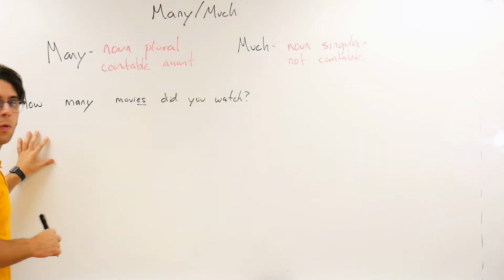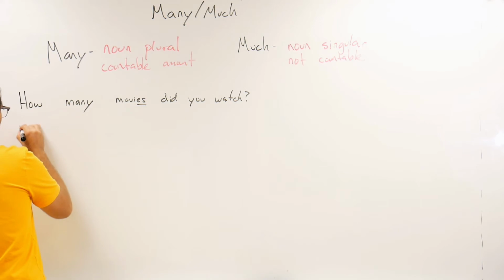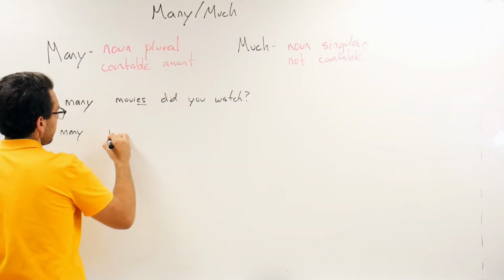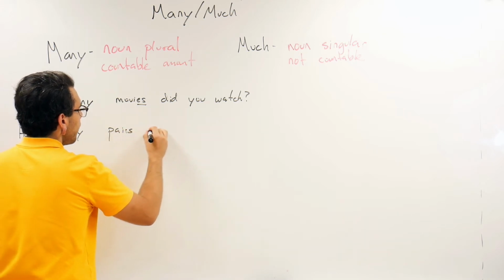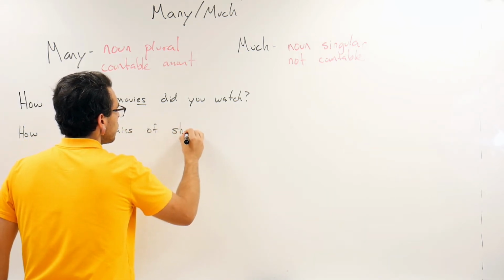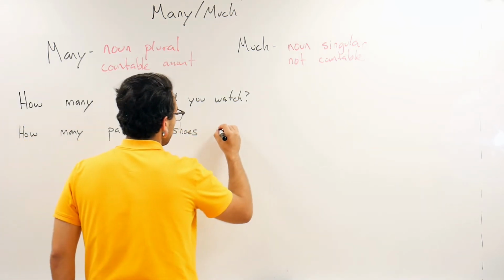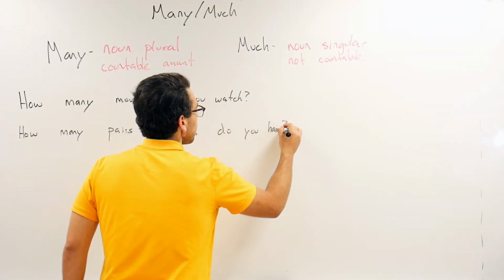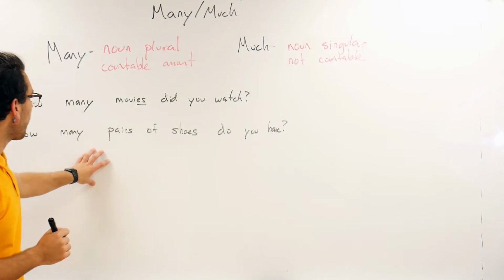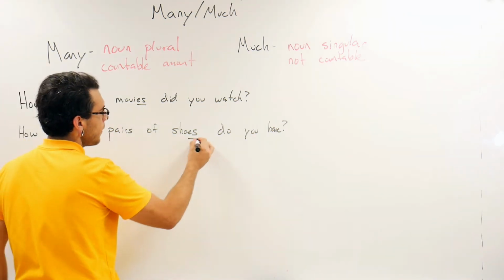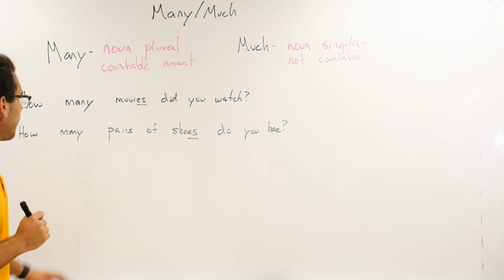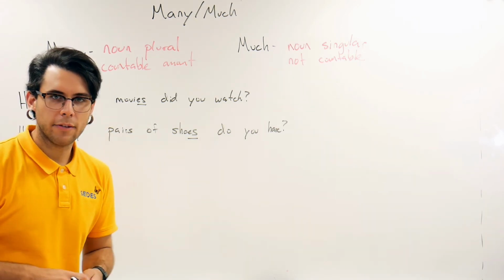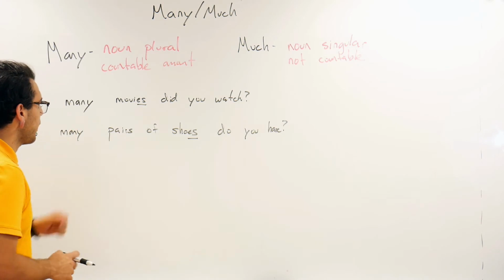Another example of this would be, how many pairs of shoes do you have? Again, the shoes, the noun, is in plural, and this will be answered with a number amount, 1, 2, 3, 4, 5, 10, 15, 20, depending how many you have of that.